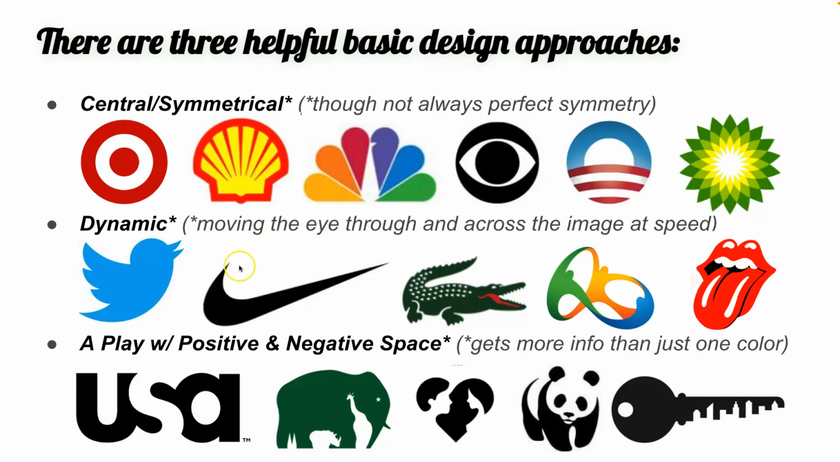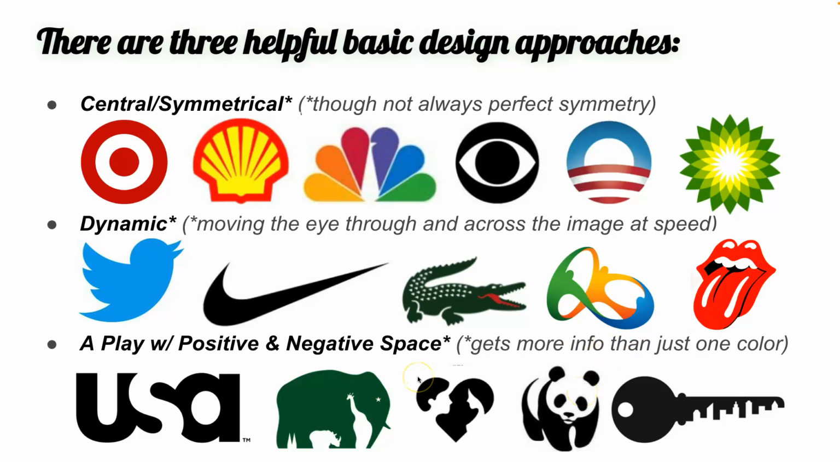The next type, which is one I'm really fond of, are the dynamic logos. They're meant to move the eye across the image at speed. So they don't use symmetry, right? Because that kind of locks you in. Instead, they use diagonals and they use curves. They avoid horizontals and verticals because those slow eye movement and lock you in. And so your eye just swooshes across them. I love this one. This is from the Rio de Janeiro Olympics. So sometimes it can just get your eye to really move.